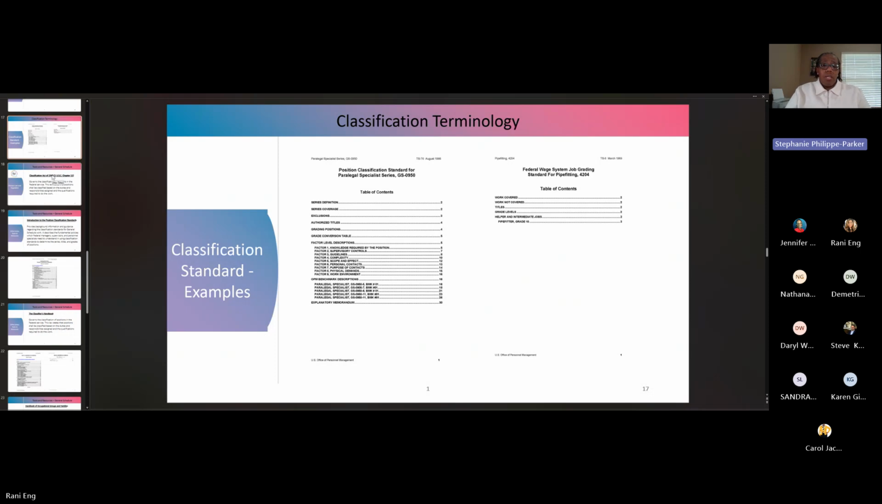Overall, these standards are classifiers' go-to as it relates to evaluating positions. They are sort of the bread and butter of what we utilize to review, evaluate, and justify why a position was classified a certain way. Next slide, please.